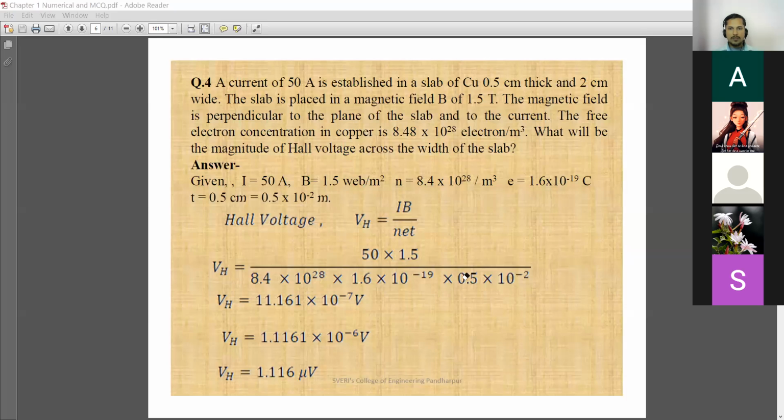So put these values and check whether you are getting this answer or not.